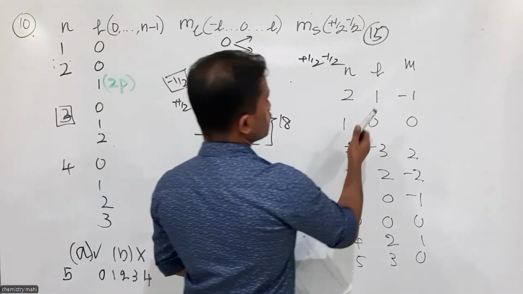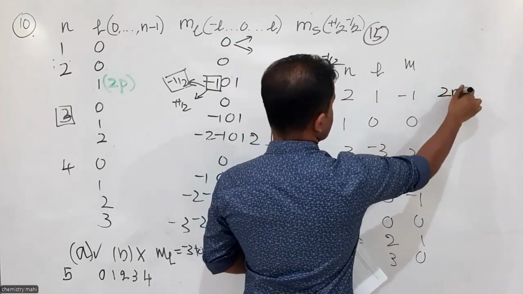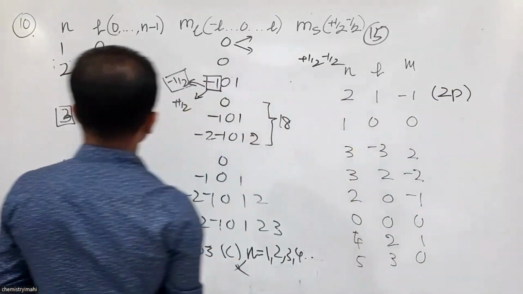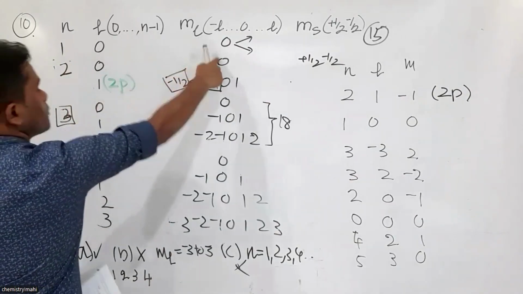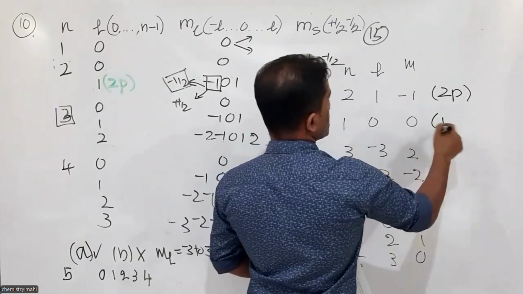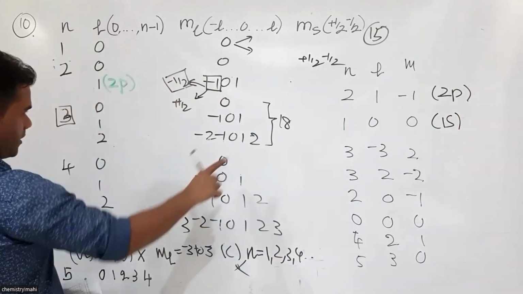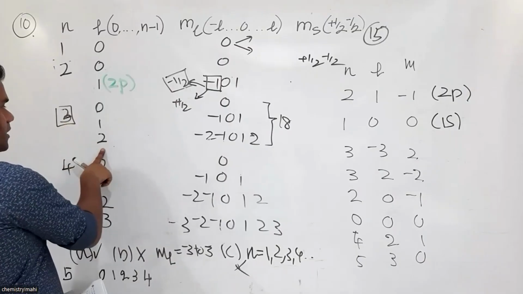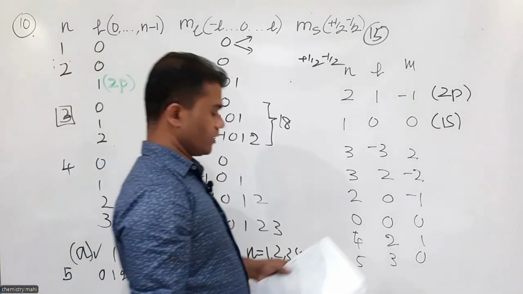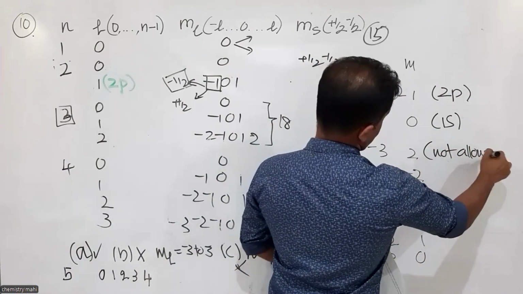Then 2p. Second main energy level, l equals 1 means p sub energy level, so it's 2p. That's what you have to write. 1, 0, 0 is possible, and 1, 0, 0 means first main energy level, l equals 0 means s. This is 1s. Next, 3, -3, 2. Can we have l equal to -3? No. Then here you are asked to write not allowed. This is not allowed.